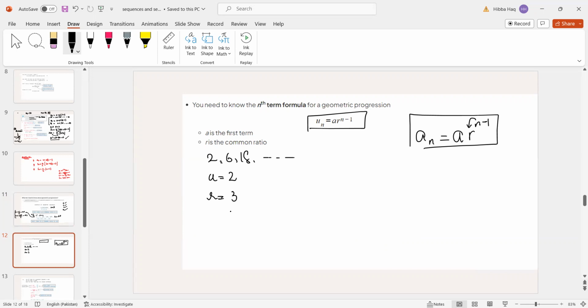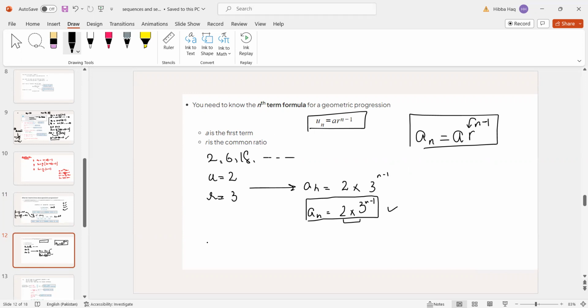Okay. So the geometric sequence for this is going to become an is equal to a, which is 2, times r, which is 3, to the power of n minus 1. So an is going to be equal to 2 times 3 to the power of n minus 1, which is finally going to be your answer. You cannot multiply 2 and 3. Always remember these two cannot be multiplied until and unless you resolve the power to 1. Okay. So this is the geometric sequence for it.